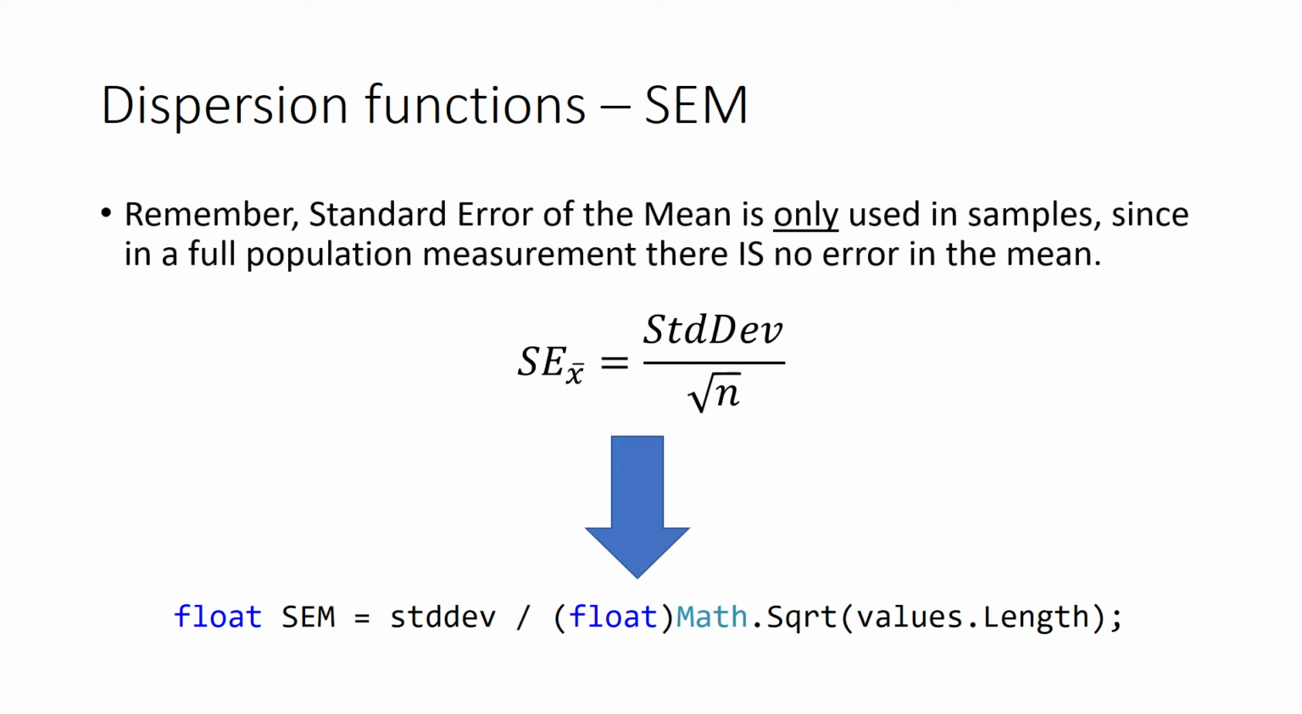Now remember, standard error of the mean is only used in samples, because if you've got a full population, there is no error in the mean. You have the actual mean because you have all of the data. But if you've got a sample, you don't have all the data, and the mean you calculate from the data you do have will be not quite right. There'll be a little bit of error in it. So this will tell you the standard error of the mean.